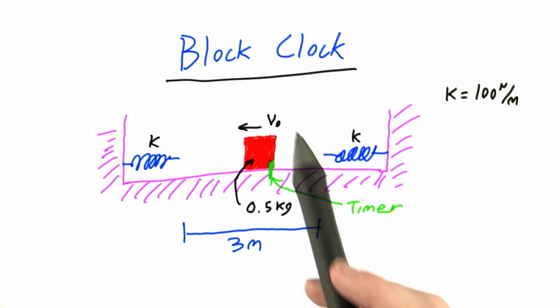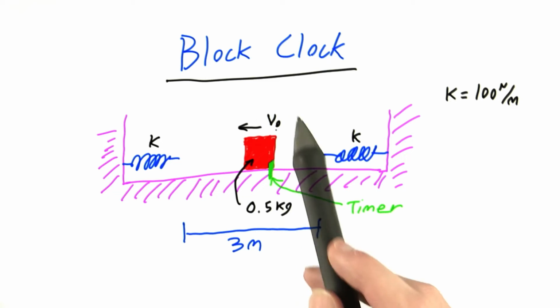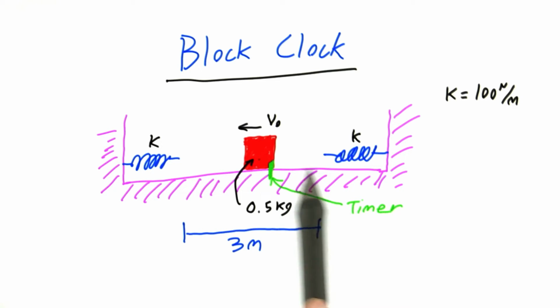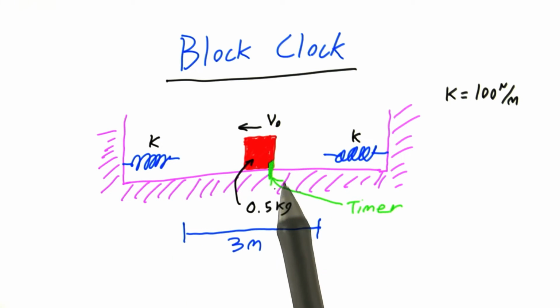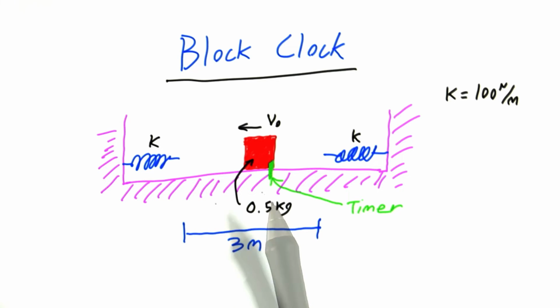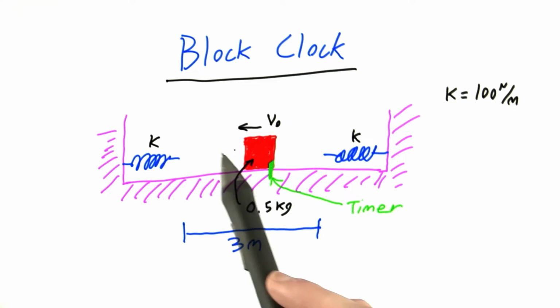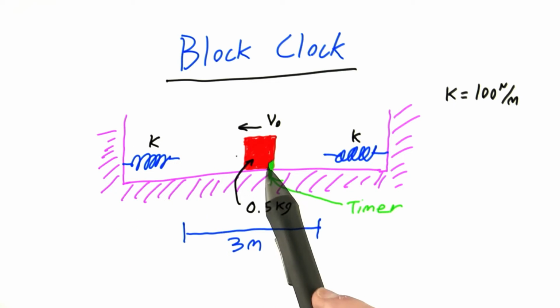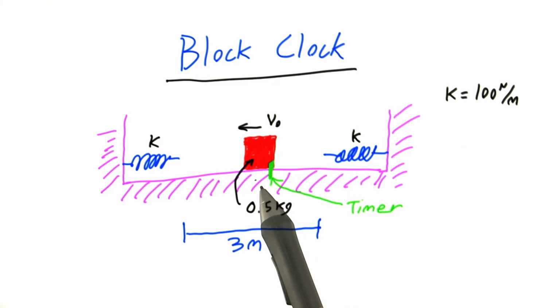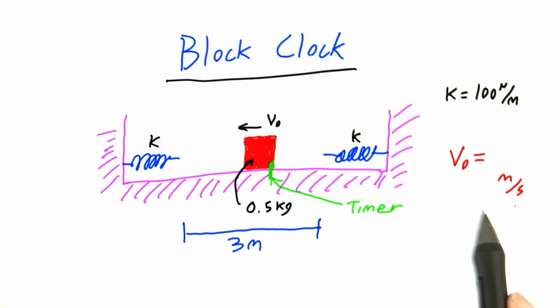So I want you to tell me, what does this initial velocity v0 have to be such that every time the block passes over the switch here, a second has actually passed? In other words, we want to choose v0 such that the time it takes the block to push up against this spring and bounce back to this same spot again will be 1 second. Exactly. So you can put your answer over here in meters per second.